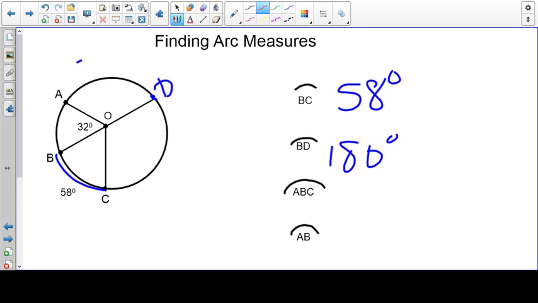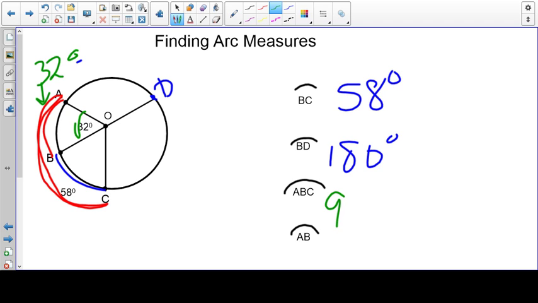Now we're looking for arc ABC, so I'm going to have ABC. It's this whole big thing. Well, if this angle down here is 32 degrees, this arc here must be 32 degrees. If I want the whole thing, I'm going to take 32 plus 58, which gives me, you guessed it, 90 degrees. And then we just talked about AB being 32 degrees.